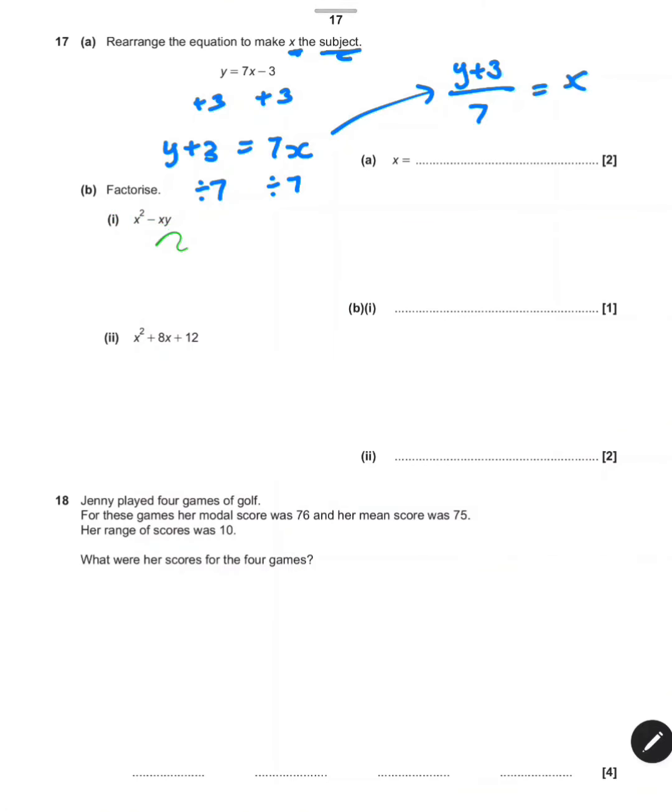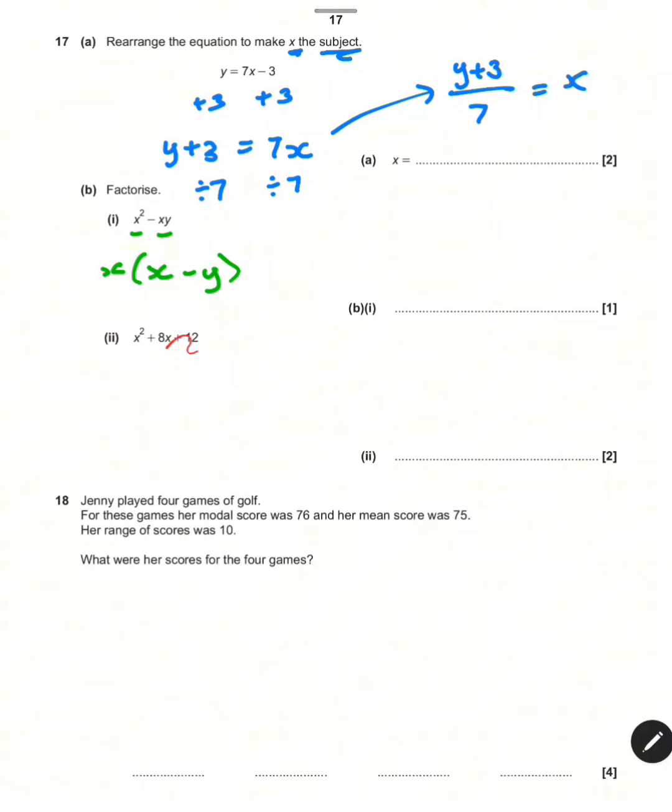Part B, factorising. We're looking for things that are common to these two terms, or common factors. The only thing that is common in these two terms is the x. So I'm going to take that out as a common factor, open up some brackets, and then say x times something is x squared. X times x is x squared. And then x times something gets me back to minus xy. Well, x times y would be xy. So x times minus y is minus xy.